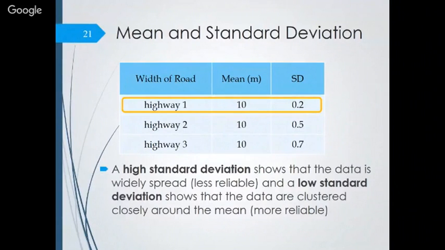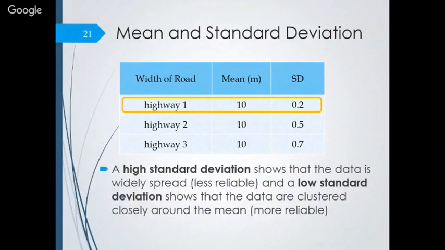For example, we took 3 highways: highway 1, highway 2, highway 3, and measured the width at different points for 10 kilometers. After every 10 kilometers we measured the width of the road in the 3 highways. Suppose we took the width at 100 places in each of the highways. After that, we calculated mean and standard deviation.